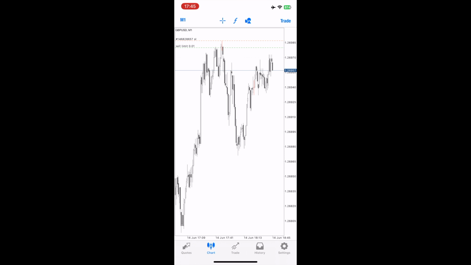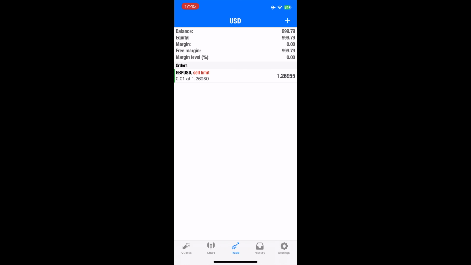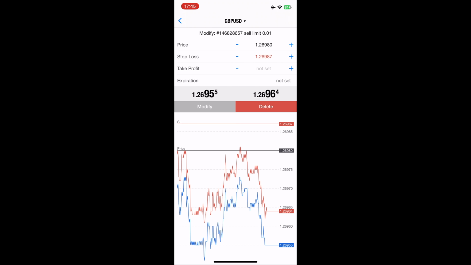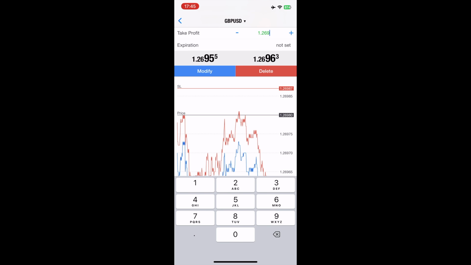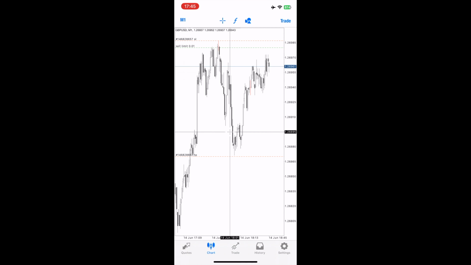And my TP, I can say, okay, price will sell down all the way to this low here. The low here is 1.26870. Click on this, modify, take profit 26870, and I click modify. What can you see now on the chart? I have my sell limit, my stop loss, and my TP.